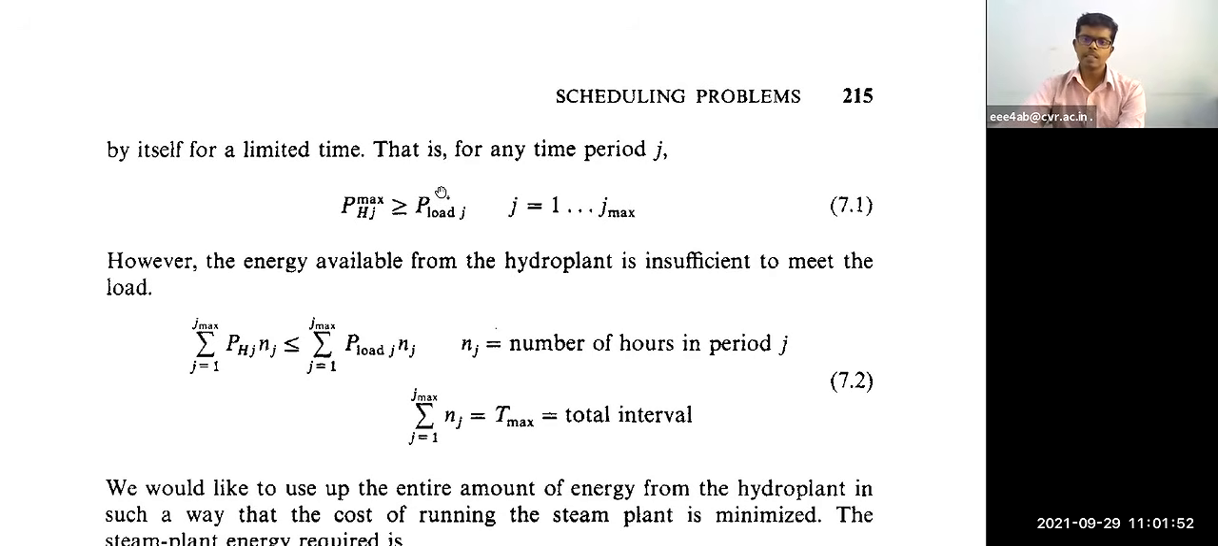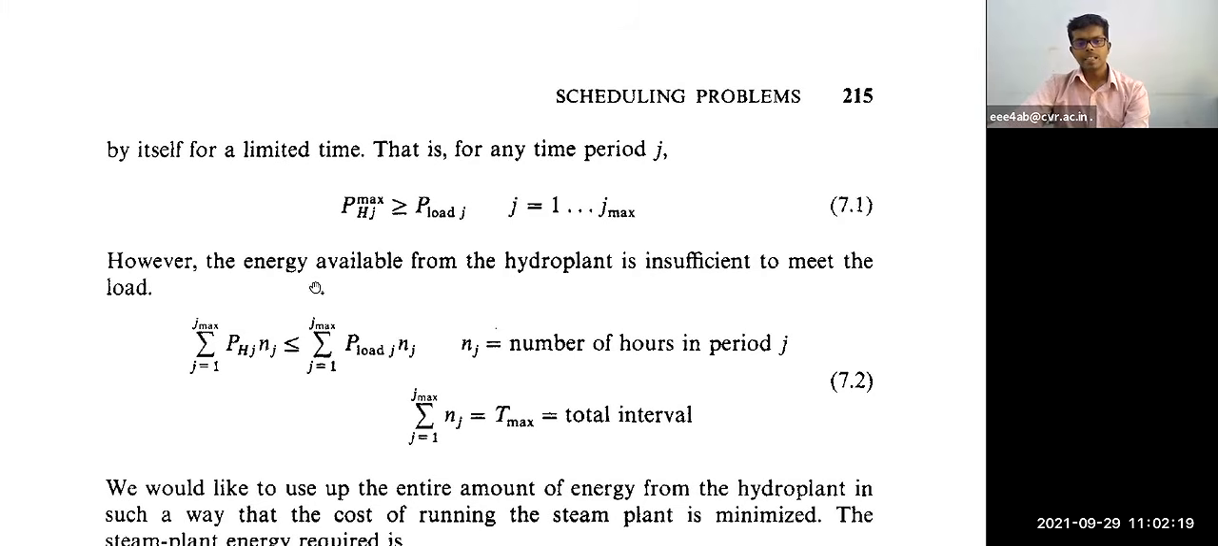Say for example the load is 1000 megawatt, it means we are generating the power for the whole 24 hours. That maximum 1000 megawatt we are generating with the hydro alone, like that they are telling. So we are taking PHj maximum is greater than or equal to P load of j, where j is equal to 1 to j maximum. Take this as equation number 1.